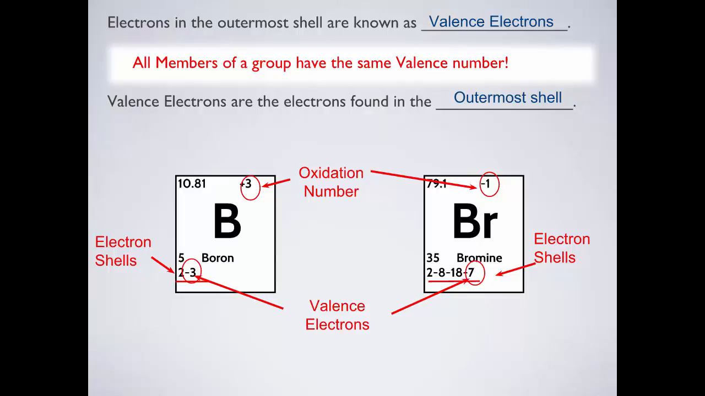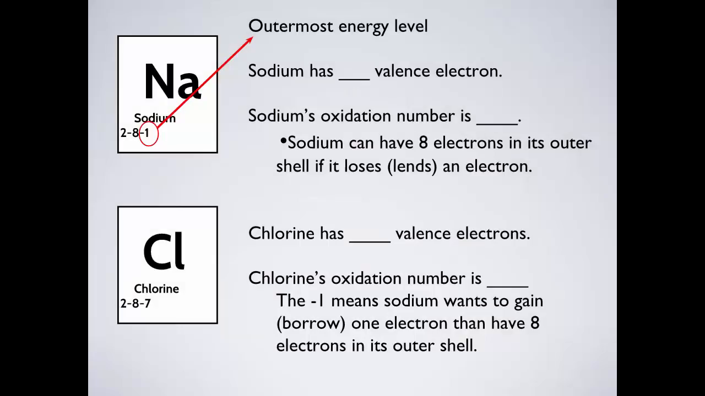Dean, what are the electron shells for bromine pointing to? 7? The bromine, what's the electron shells pointing to? The series of numbers at the bottom are the electron shells, the electron configuration. All right.